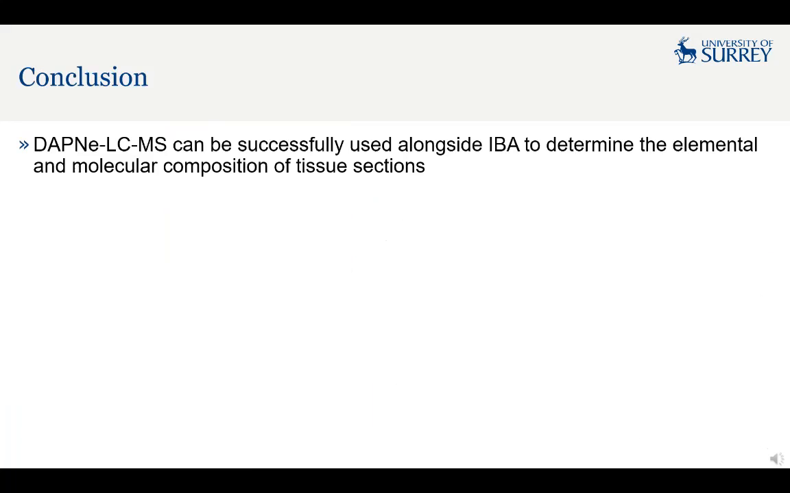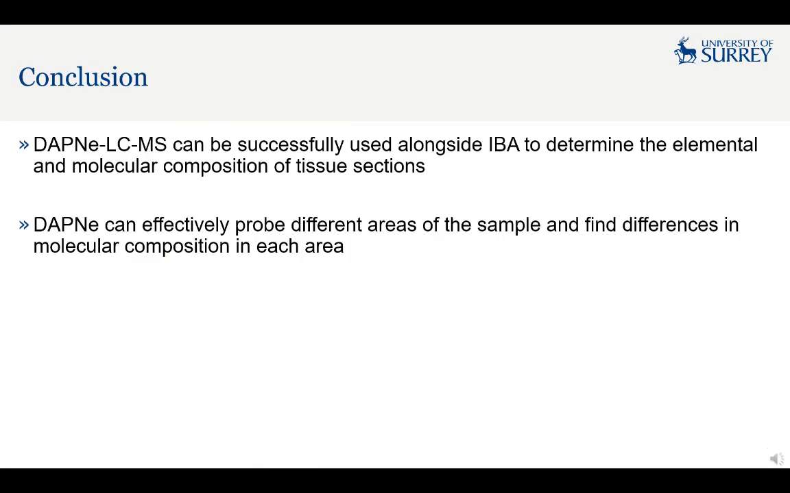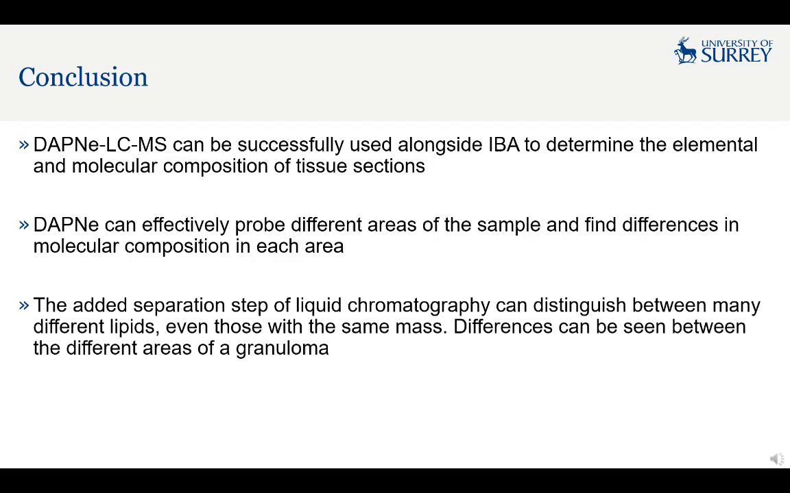To conclude, DAPNe LC-MS can be successfully used alongside IBA to determine the elemental and molecular composition of discrete areas of a tissue sample. DAPNe can effectively probe areas with a high intensity of an element to determine the molecular significance of this area compared to the surrounding areas. The addition of an LC separation step means different lipids can be distinguished between, even those with the same mass.